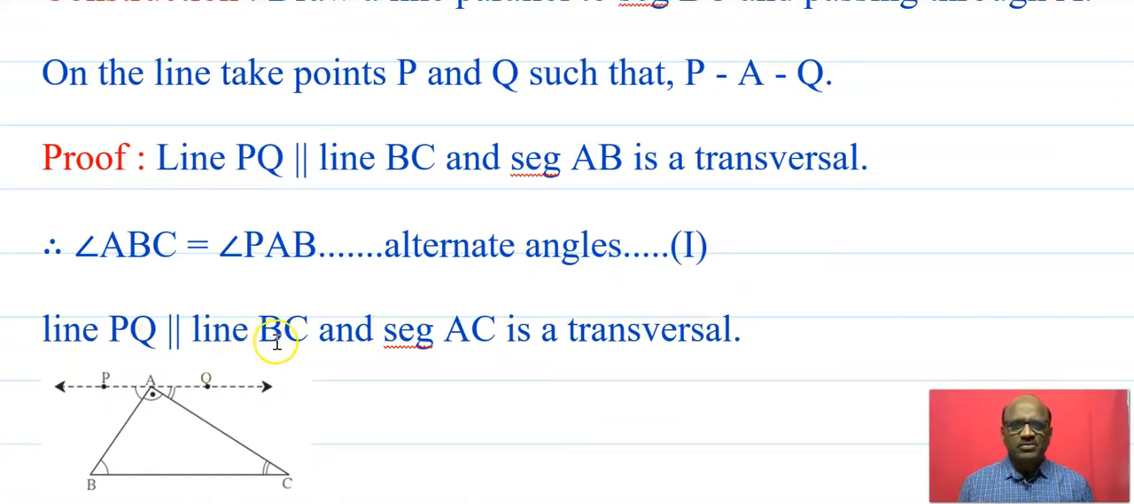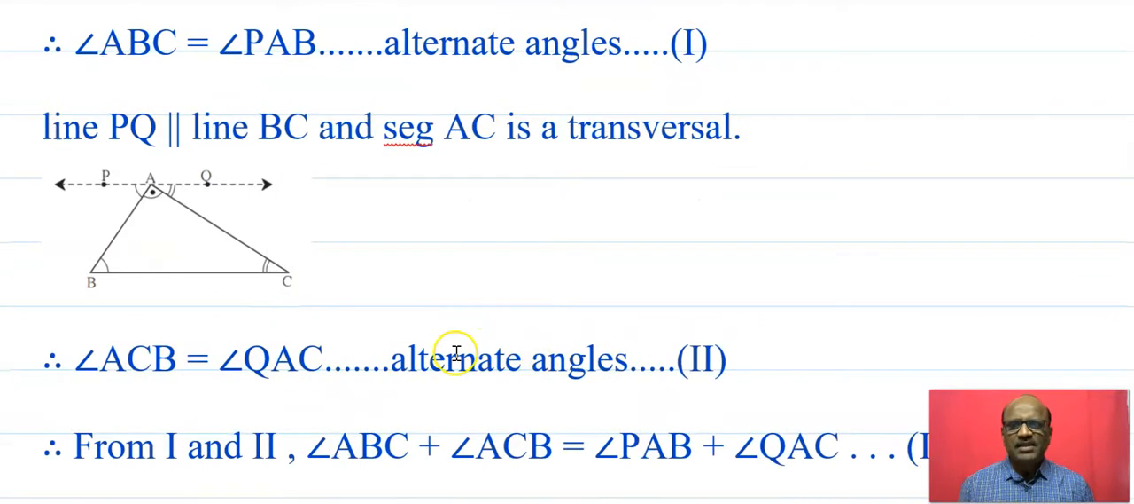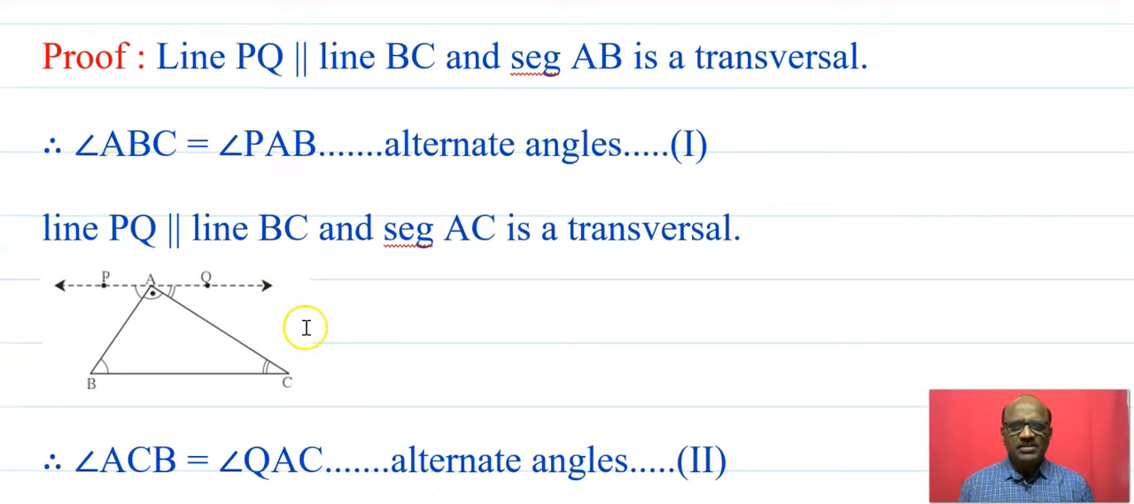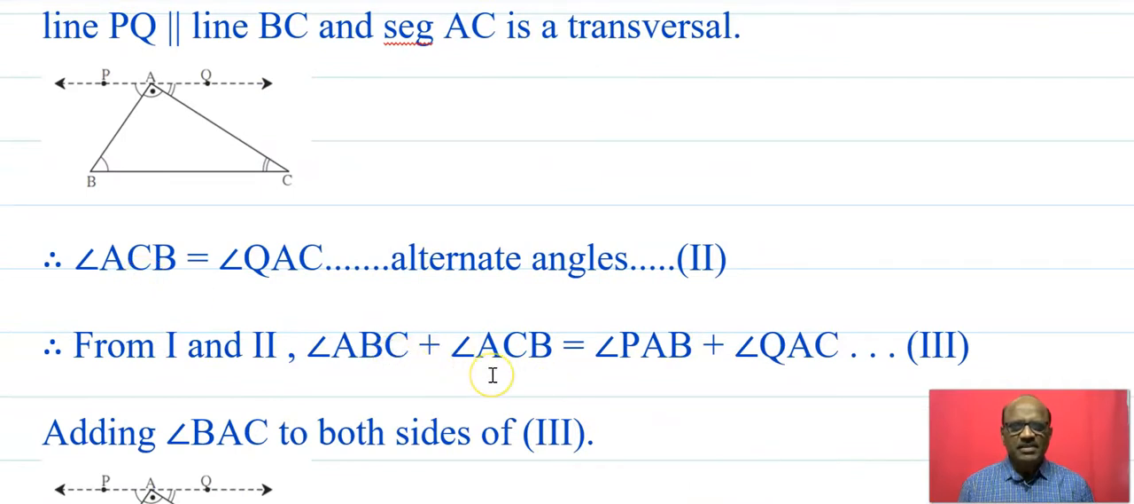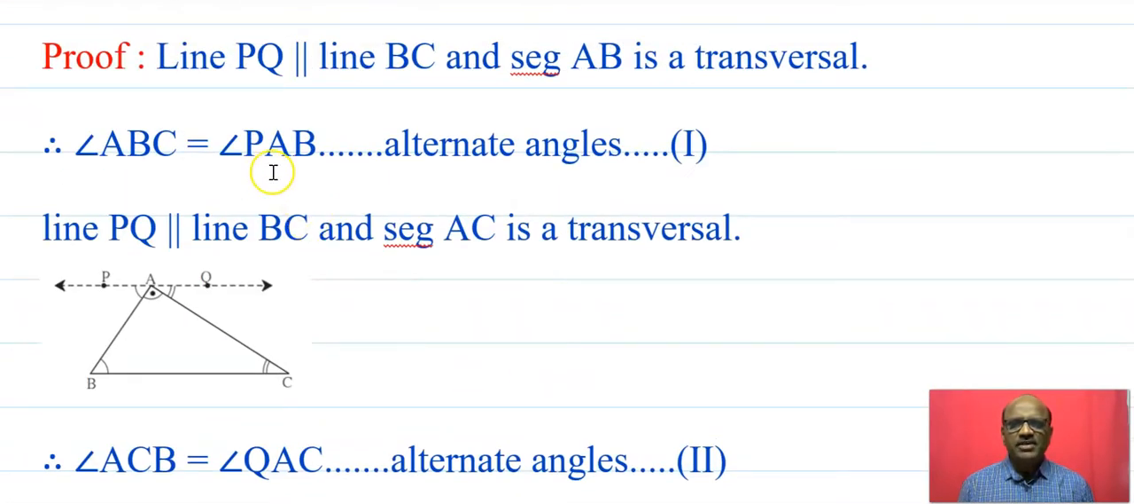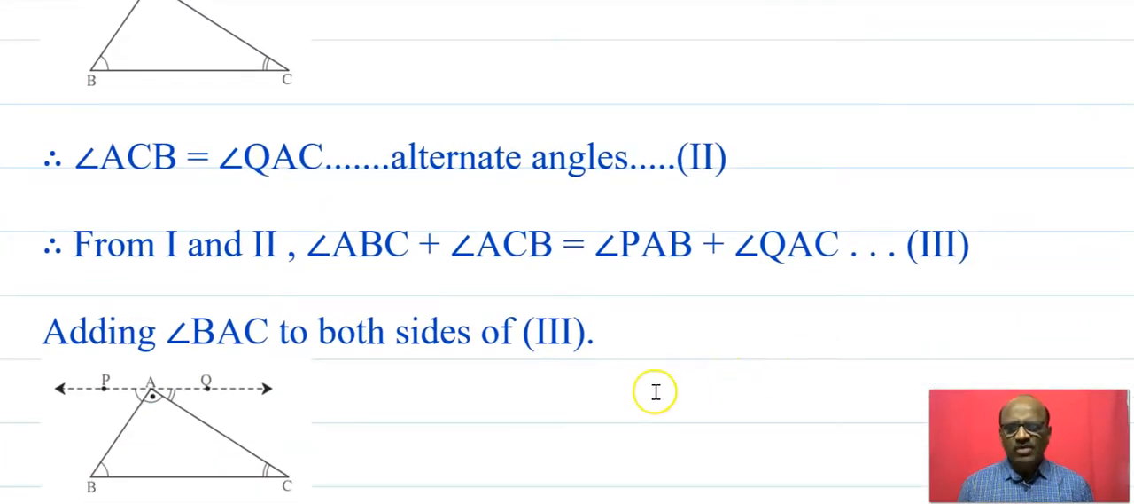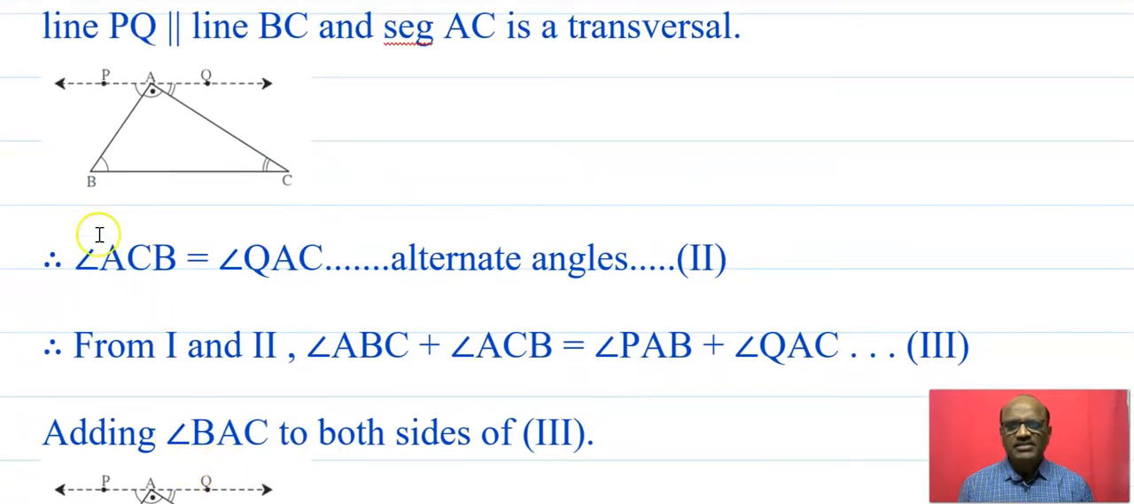Line PQ is parallel to BC and AC is here the transversal. Next, measure of angle ACB is equal to measure of angle QAC. Again, these are the alternate angles. This is statement number 2. Now, if we add these two statements, then we have measure of angle ABC plus measure of angle ACB on the left side. On the right hand side, measure of angle PAB plus measure of angle QAC. And now here we will add one more angle, that is measure of angle BAC.